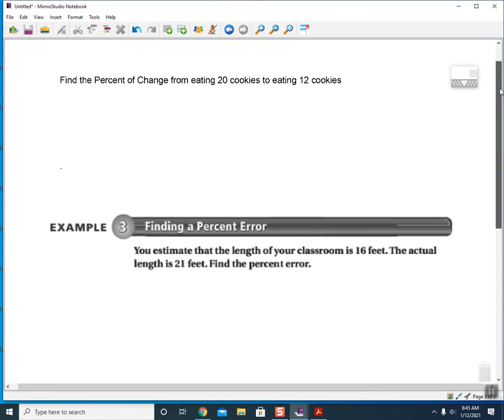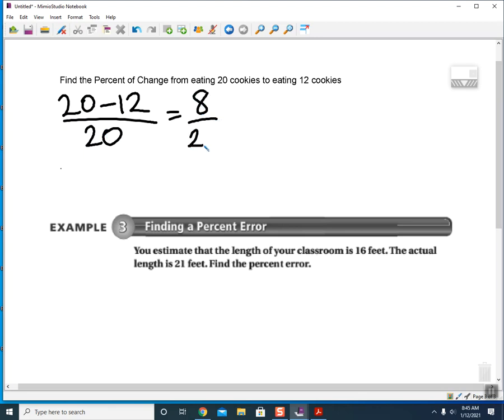Okay, find the percent of change from eating 20 cookies to eating 12 cookies. Again, I'm taking my bigger number minus my smaller number, 20 minus 12, divided by where I started, which was 20. 20 minus 12 is 8, so I'm going to do 8 divided by 20. 8 divided by 20 is going to give me 0.4, but I know I'm not done yet because it's not in a percent, and I'm looking for a percent. So this becomes a 40% decrease.